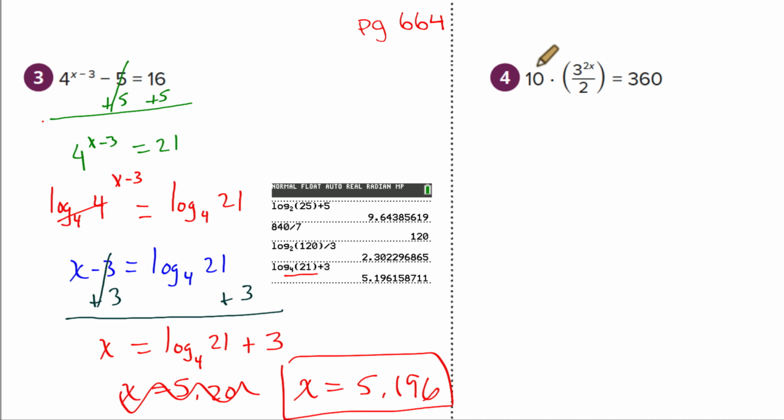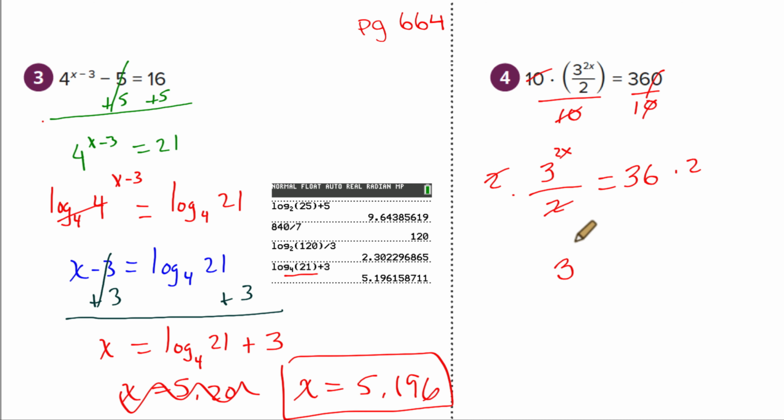All right, let's try number 4. Look at this. We have to get that x by itself, right? So we've got to get rid of the 10. It's 10 times, so we're going to divide by 10 on both sides. That's not unreasonable. They will cancel out. So we're left with 3 to the 2x, all over 2, and that will equal, I can do this one in my head, 36. So now I can get rid of that 2 on the bottom. I can do times 2 on this side and times 2 on that side. They will cancel. So I'm left with 3 to the 2x equals 72.